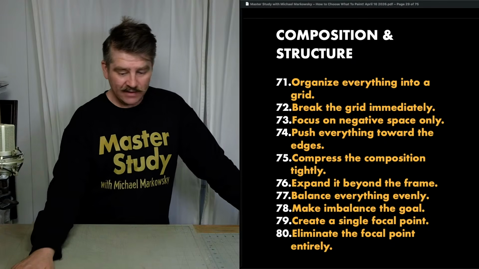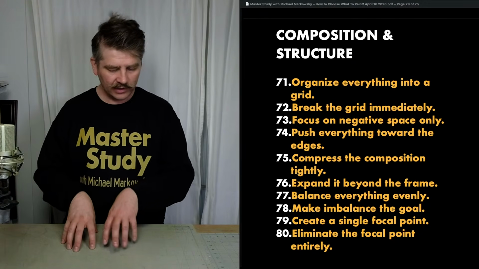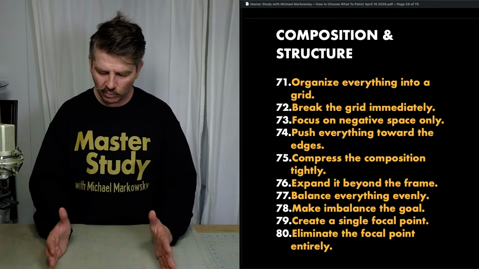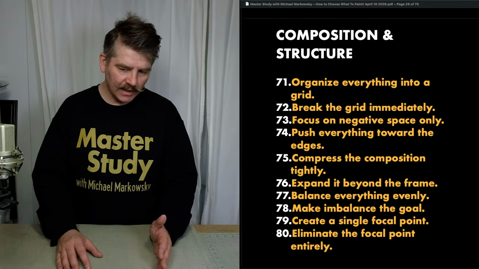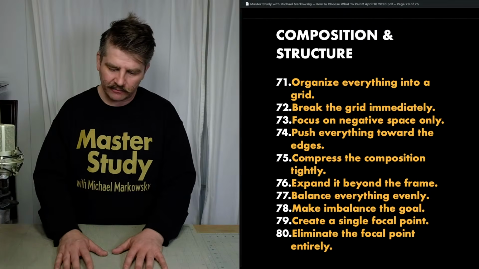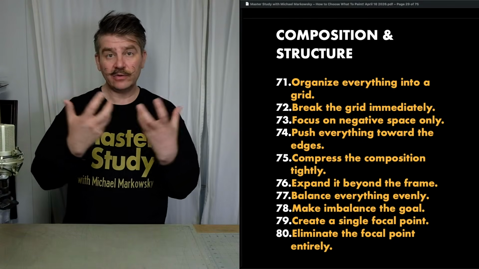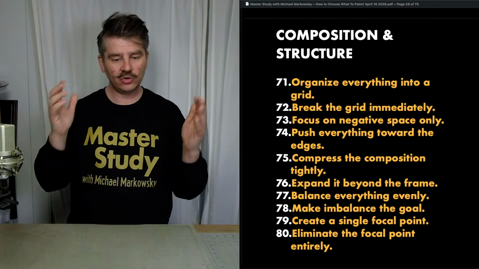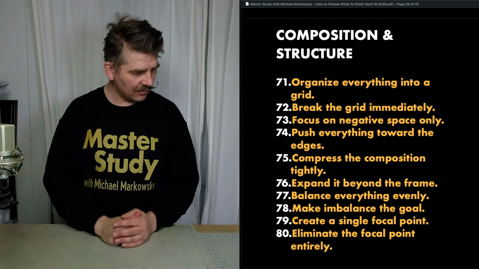77 is balance everything evenly. So instead of having a chaotic picture, kind of going back to what I was saying in 71 about kind of using a grid, just imagine everything being super balanced, kind of like a movie by Stanley Kubrick. Think of like the famous scenes in The Shining where the elevator doors open and the blood spills out, but everything is very symmetrical.